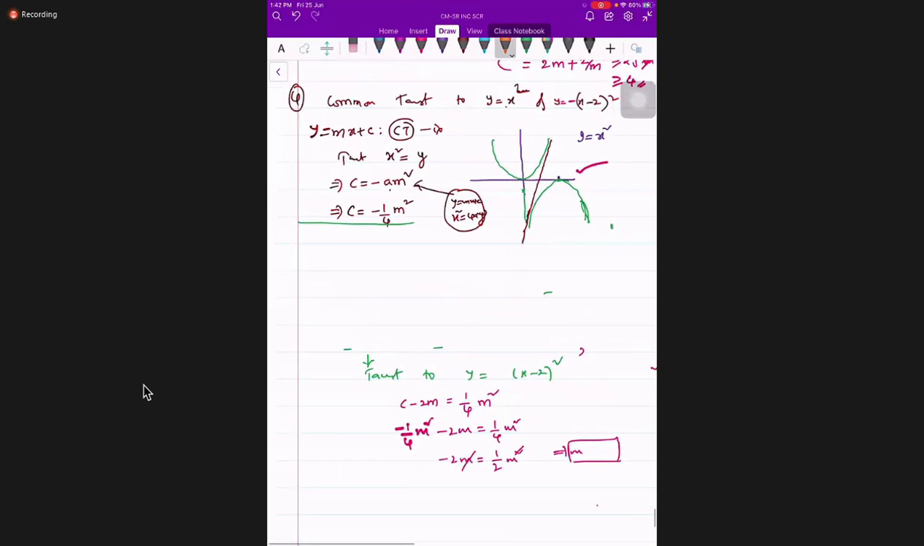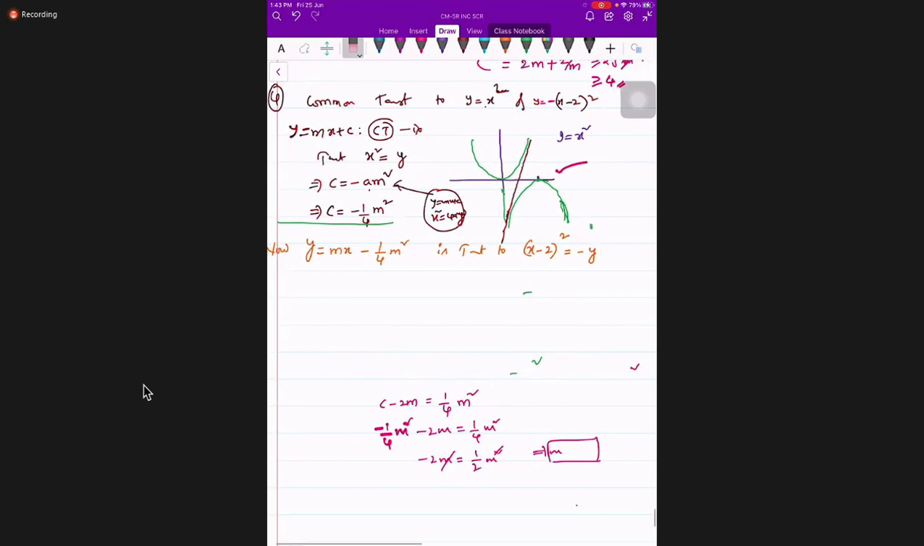Now, y equal to mx minus 1 by 4 m square is tangent to (x minus 2) whole square equal to minus y. Is it fine, students? Yes, sir. First point I have applied, then I got this. Is it okay up to here, all of you students?